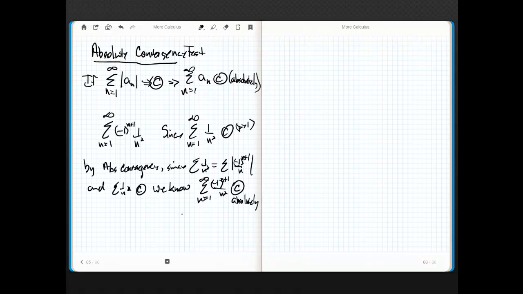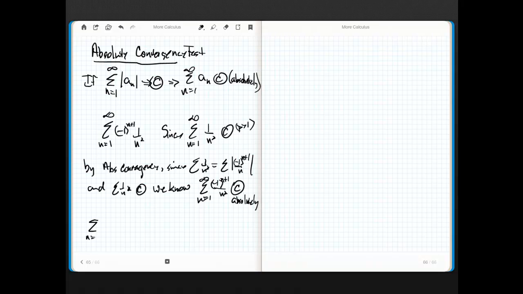Okay, I'm going to give you another example. Now, you may say, well, is the converse true? If a series converges, then won't the absolute value of that series converge? Absolutely not. No pun intended.